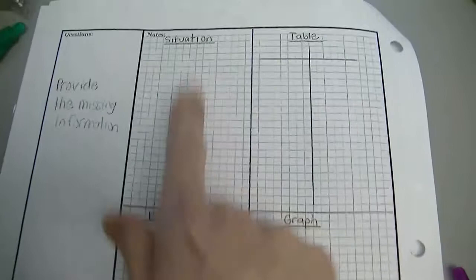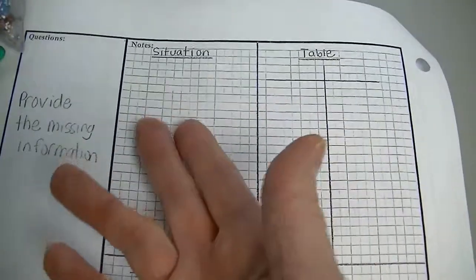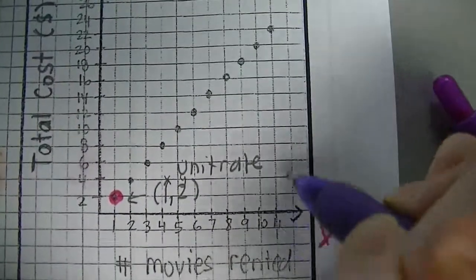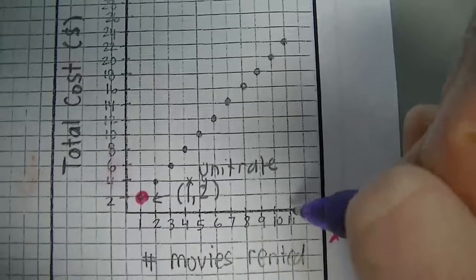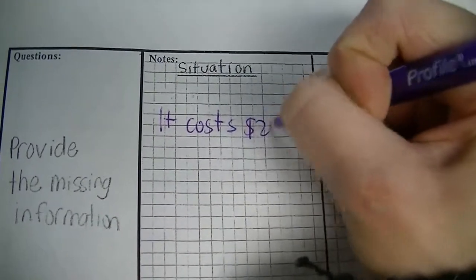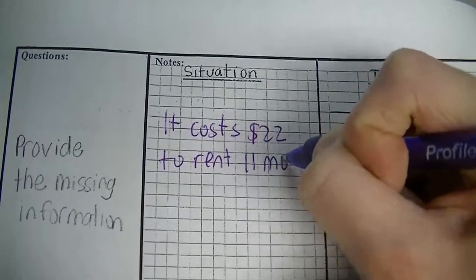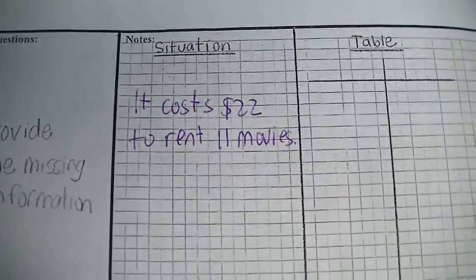Let's go to the situation. So the situation involves obviously number of movies rented and total cost. And since this is a proportional table, you can really use any one of the relationships in there in your situation. So I'm going to go ahead and pick this one right here. 11 movies cost $22. It costs $22 to rent 11 movies. And you should pick a different one, okay?